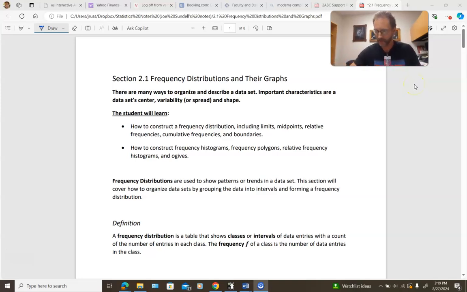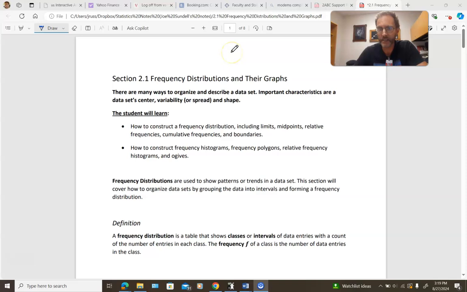Welcome back, guys. We're going to be starting chapter 2, okay? You can see I'm actually in my office for this one, so chapter 2 deals with descriptive statistics.